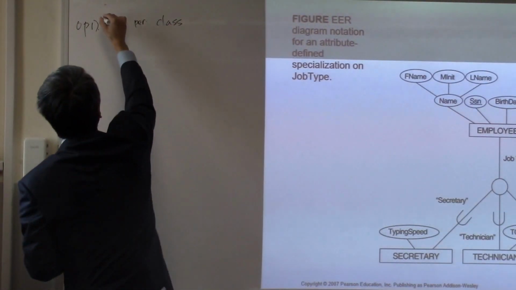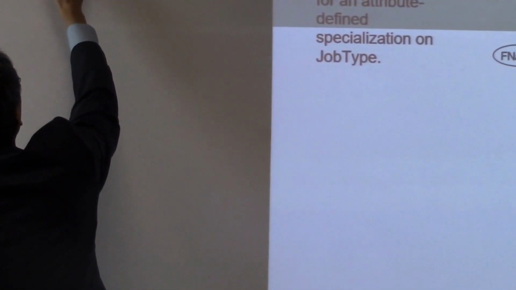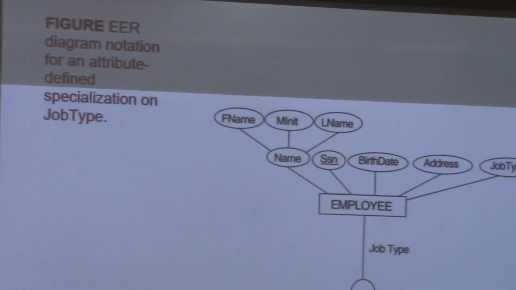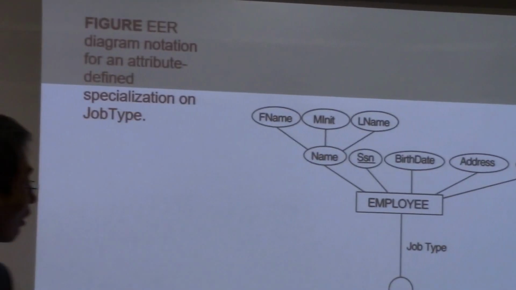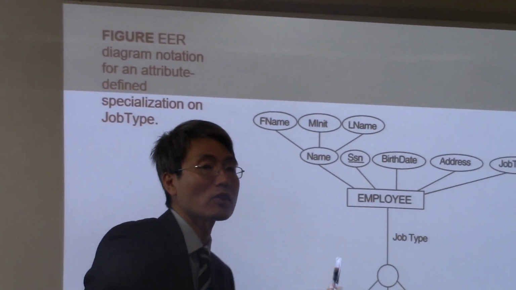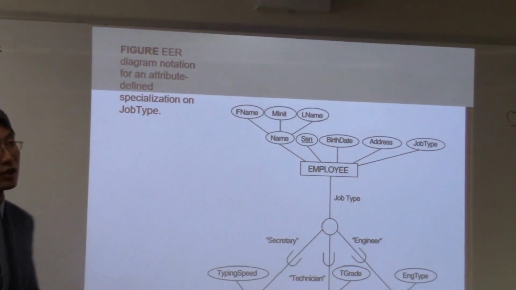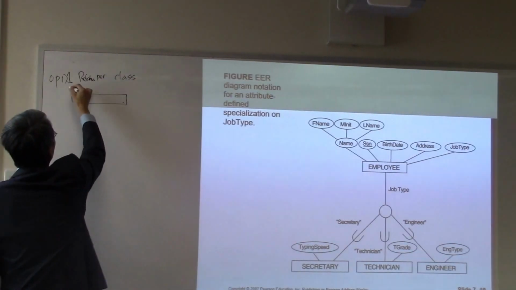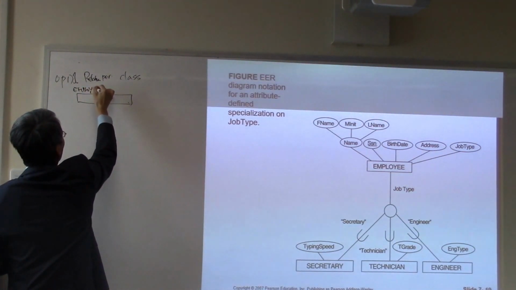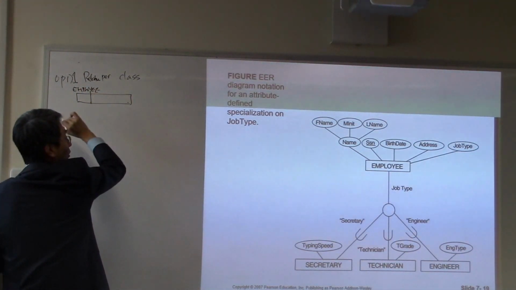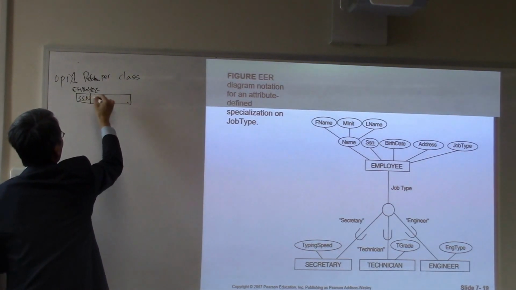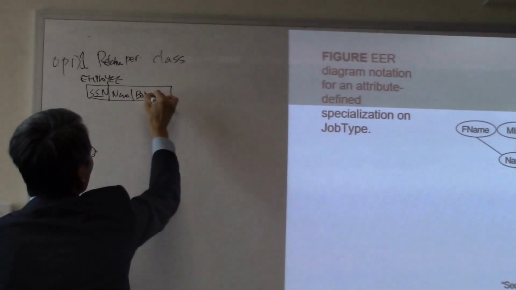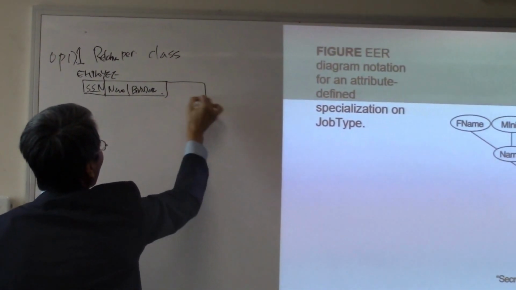One relation per class. How many classes we have here? 4. 1, 2, 3, 4. 1 superclass, 3 subclasses. So we have 4 classes. Which means we are going to create 4 relations. One is for employee. What is the key attribute? SSN. And name, birthday, and address.